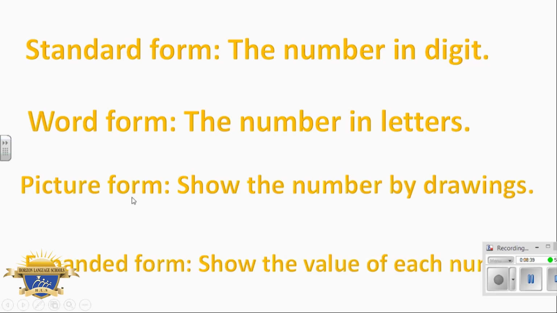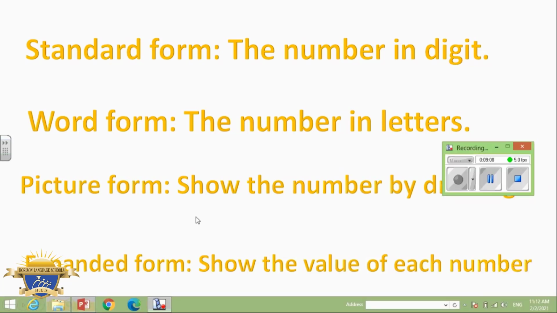In the picture form, we show the number by drawing. We represent the ones with small squares, the tens with strips, and the hundreds with blocks. Finally, the expanded form, where we show the value of each number.